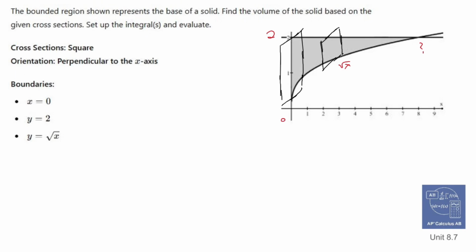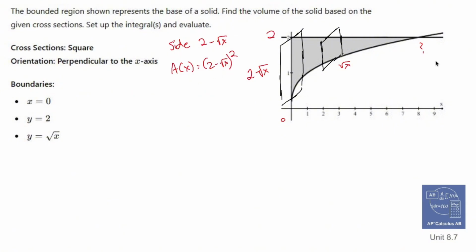Now what I have to focus on is what are the side lengths of each square? Well, if this top equation is 2 and the bottom equation is root x, then each side length is going to be 2 minus root x. And so to find the area of a square, we square the sides. So the area, A of x we'll call it, is going to be 2 minus root x squared.